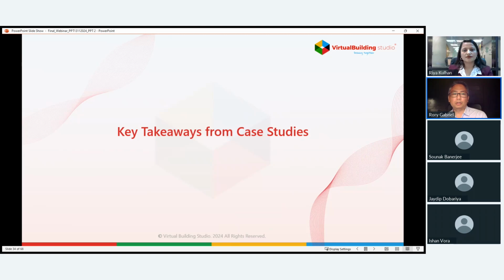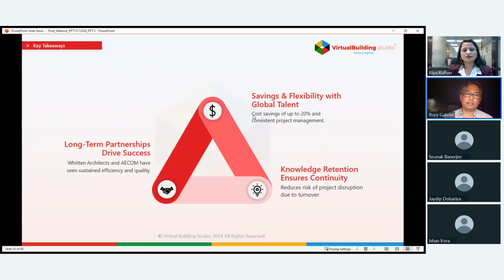So what can we learn from these two success stories? Well, both Witten Architects and AECOM show us that by taking a systematic approach to streamlining operations and by leveraging external resources when necessary, you can achieve long-term efficiency gains that go far beyond just avoiding delays. All right.